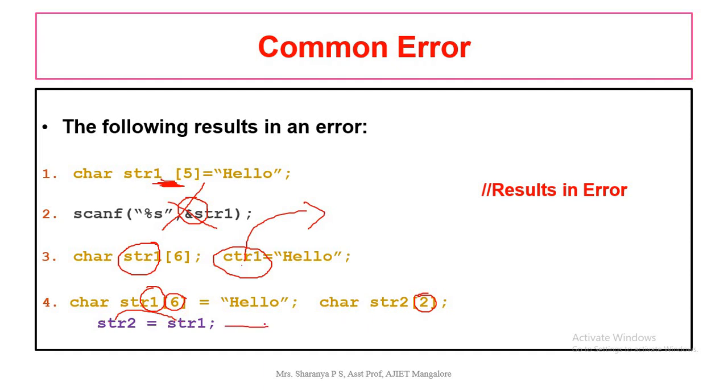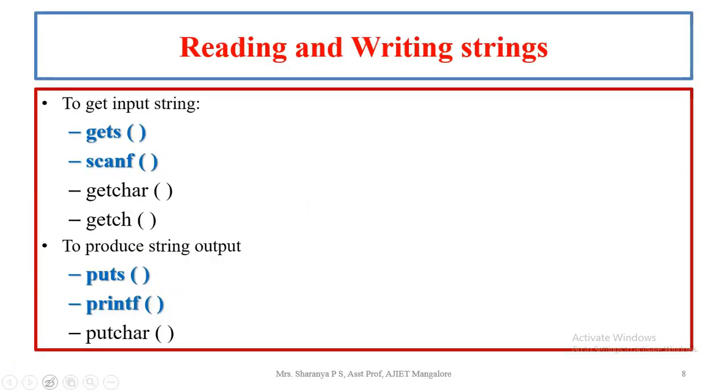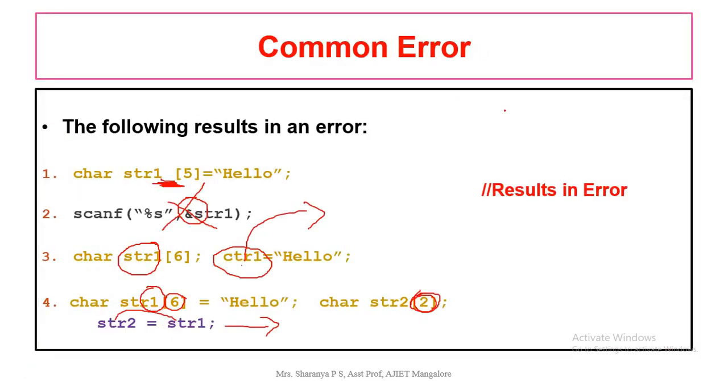Here it will give an error because string 2 will have only size 2, whereas string 1 will have a total of 5 elements. Along with that one null character, a total of 6 characters will be there. So string 2 will not have enough size to store the first string. These are some major mistakes that we make when we are writing code. Please try to overcome these mistakes when we write string programs.